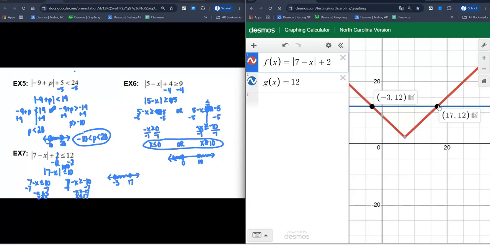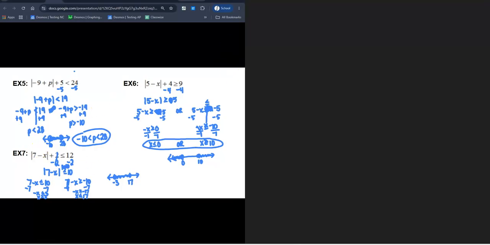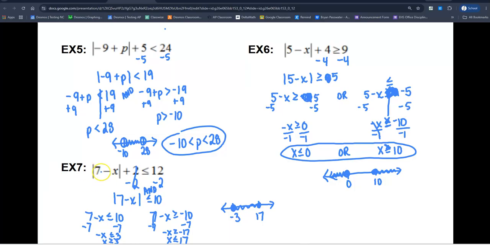So the problem in the beginning was the absolute value of 7 minus x plus 2 less than or equal to 12. You do have to move the 2 over first because really we need the bars by themselves. So we got absolute value of 7 minus x is less than or equal to 10. This right here is what we're looking at. It's a less than problem. Okay?